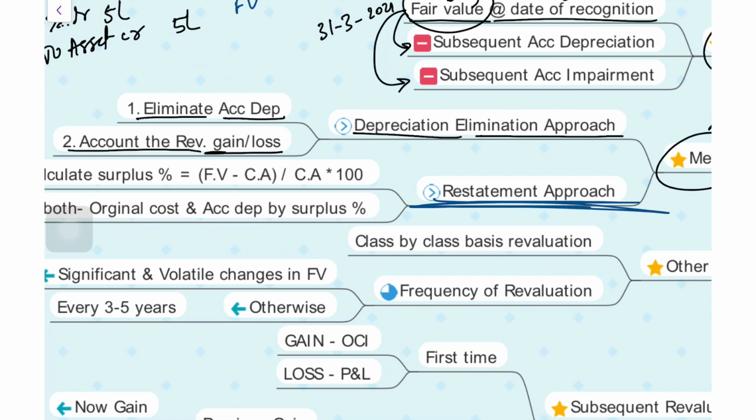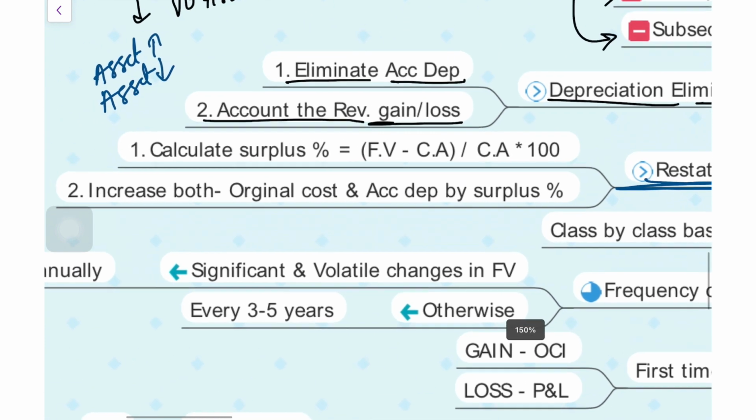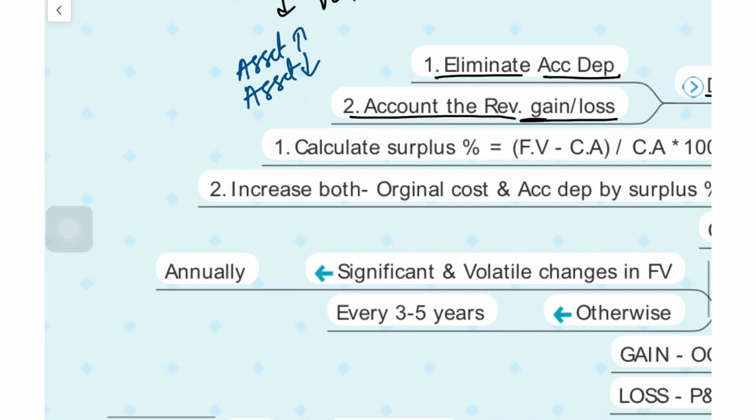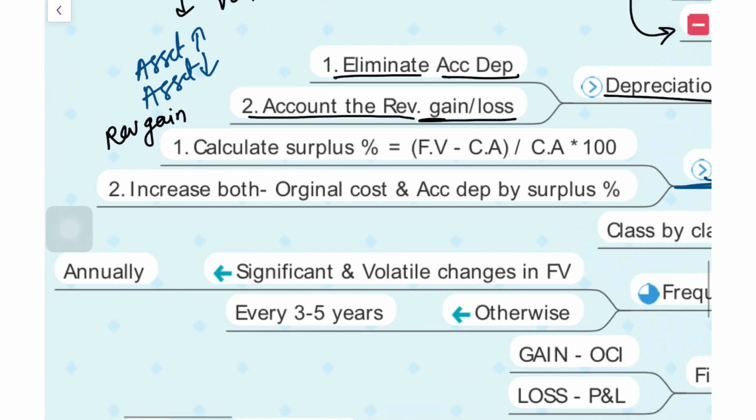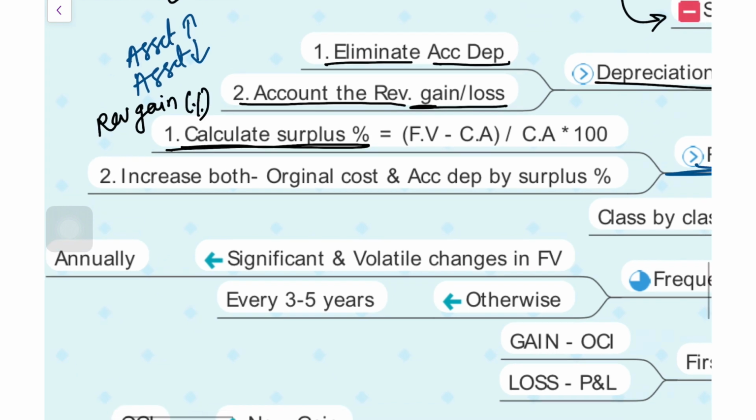You are going to use the restatement approach here. So here, first, let's take an example that there is a revaluation gain. You first have to calculate the surplus percentage. That means by how much percentage there is an increase in the value of the PPE, how much the revaluation gain is, as a percentage. You have to find that out.